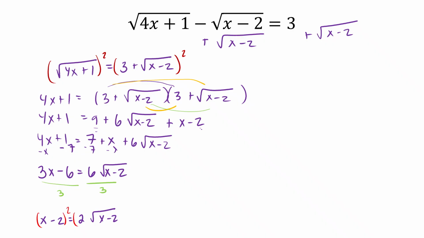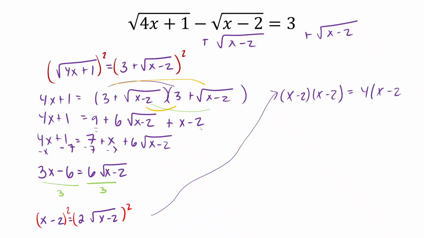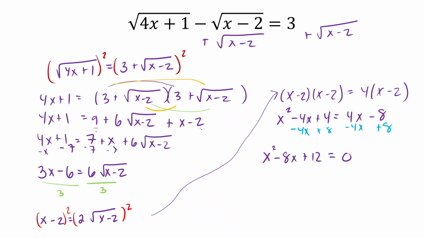Now we're going to square both sides, and that brings us to x minus 2 times x minus 2, and this will be 4 times x minus 2 because I'm squaring the 2 and I'm also squaring the square root. This will be x squared minus 4x plus 4. And over here we'll have 4x minus 8. And once again, we have landed at a quadratic. So we'll set it equal to 0, subtracting 4x from both sides and adding 8 to both sides, getting x squared minus 8x plus 12 is equal to 0.